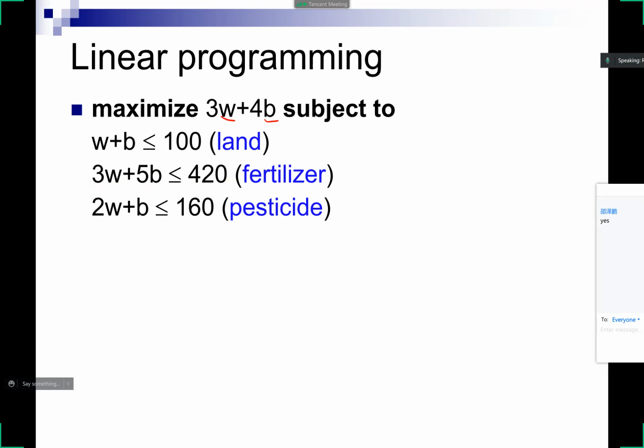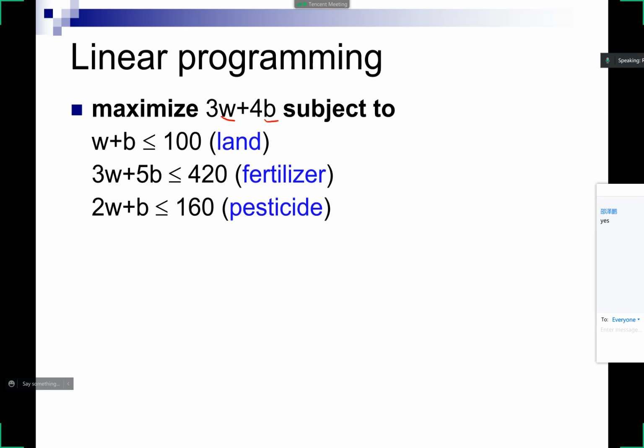And there can be additional constraints. For example, maybe he needs to use pesticide also to plant stuff. Let's say he needs to use 2 kilos of pesticide for each acre of wheat and 1 kilo of pesticide for each acre of barley, and let's say that he only has 160 kilograms of pesticide. That forms another constraint. You could have more and more constraints, but in this problem, we're going to have 3 constraints on how much wheat and barley the farmer can plant. You see that all of our constraints are linear constraints.